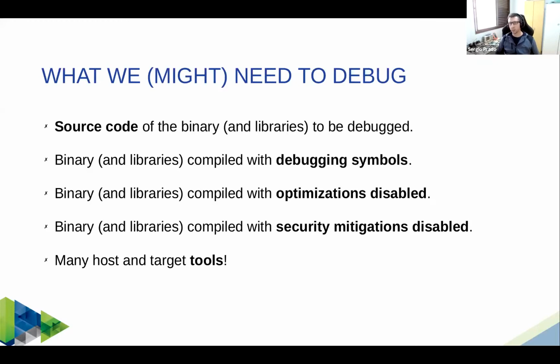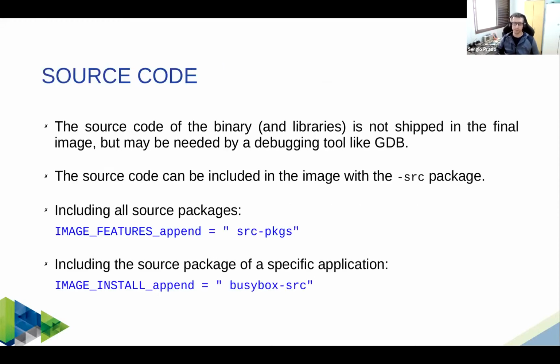And last but not least, tools. Tools are a very important part, of course, of the debugging process. And you're going to probably need a lot of tools depending on the problem that you are facing. So right now, we're going to talk a little bit about all of those topics and how that relates to Yocto. So source code. As I mentioned, you're going to probably need source code if you're doing an execution step-by-step with GDB.